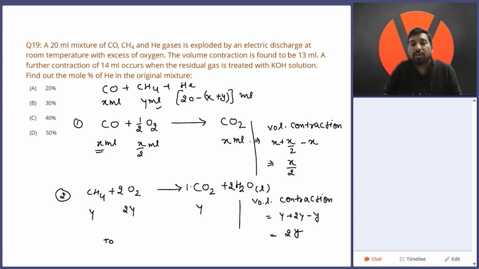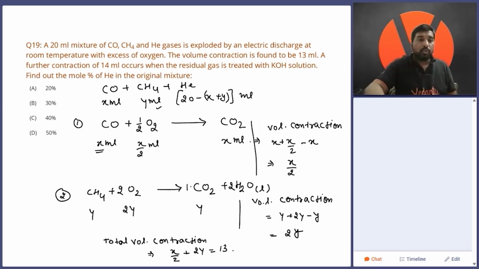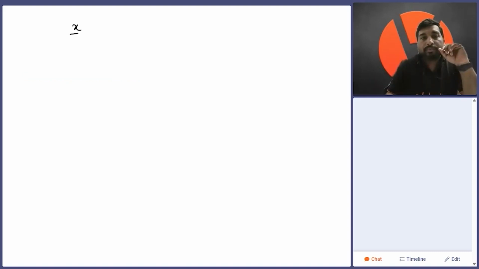Now total volume contraction is equal to X by 2 plus 2Y is equal to 13. On further solving this equation, X by 2 plus 2Y is equal to 13, and this becomes X plus 4Y is equal to 26. This is equation number 1.